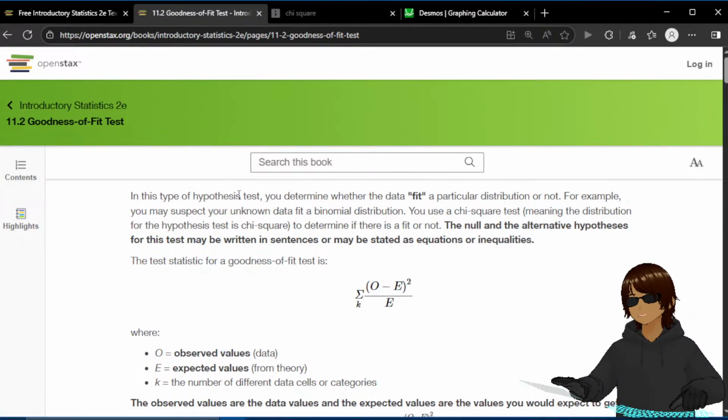In this type of hypothesis test, you determine whether the data fit a particular distribution or not. For example, you may suspect your unknown data fit a binomial distribution. You may use a chi-square test, meaning the distribution for the hypothesis test is chi-square. To determine if there is a fit or not, the null and alternative hypotheses for this test may be written in sentences, or may be stated as equations or inequalities.